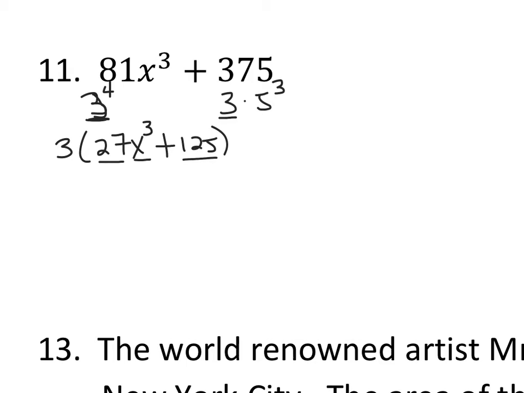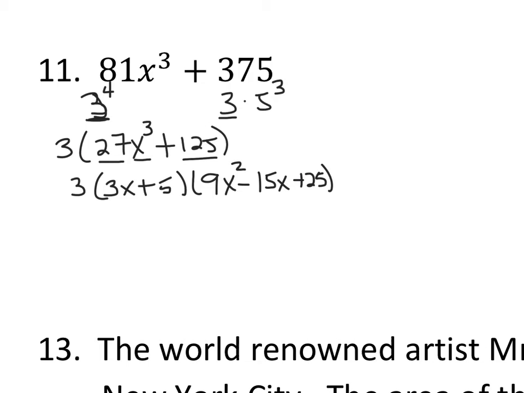So if I take the cube root of these, I will get 3 for my cube root of 27, and I get x for my cube root of x cubed, and I get 5 for my cube root of 125. That is going to be my first term when I factor this out. Now the other part of this is going to be, if you remember what we did in class, square, multiply, square. So square, multiply, square. And the sign here is going to be the opposite sign from this one.